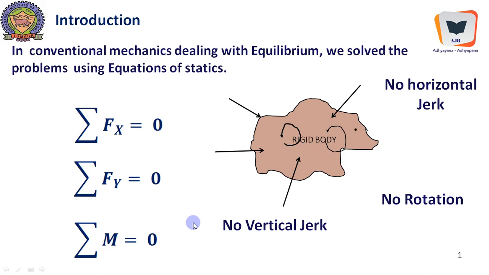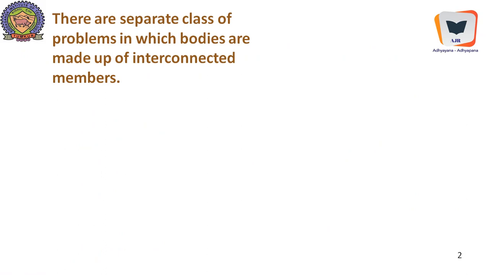However, there is a separate class of problems in which bodies are made up of interconnected members, interlinked members, or members with lots of links, where relative movements are expected, and they are formed out of a particular kind of articulation with multilinks. They change shape or configuration whenever a force is applied at some other point, and you will see dislocations or moments or application of forces at some other end.